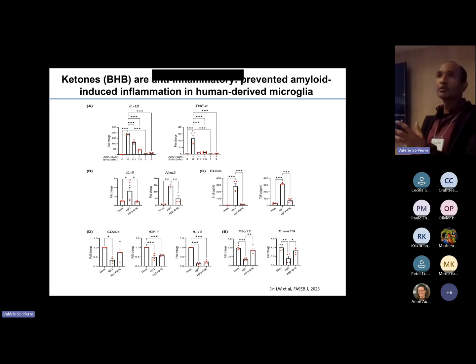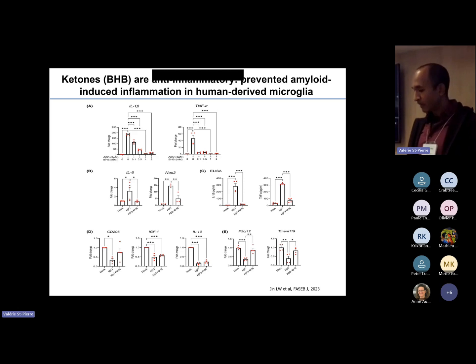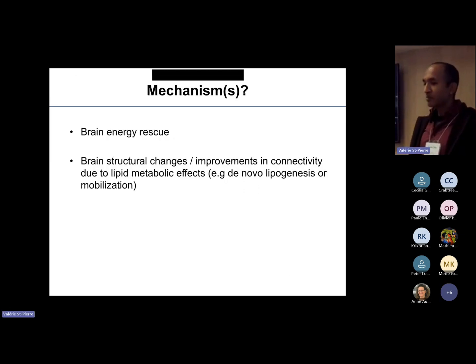And this work is supported by other in vivo studies, so in models of spinal cord injury, other models of Alzheimer's disease, transgenic models. So you do have an anti-inflammatory effect of these ketone bodies, presumably whether produced by ketone esters, ketone salts, or ketogenic diets. So again, it brings us to the mechanisms.